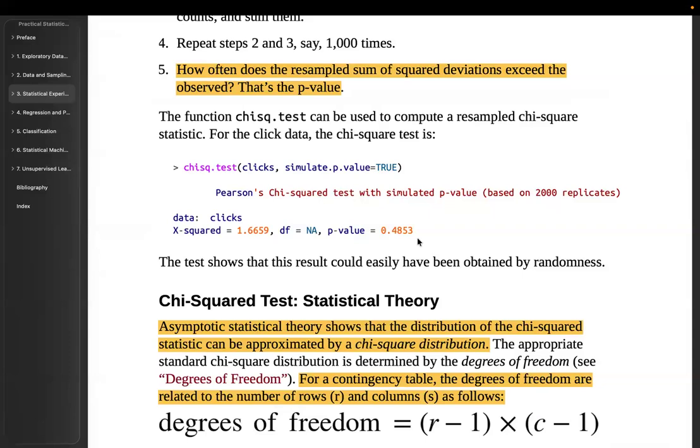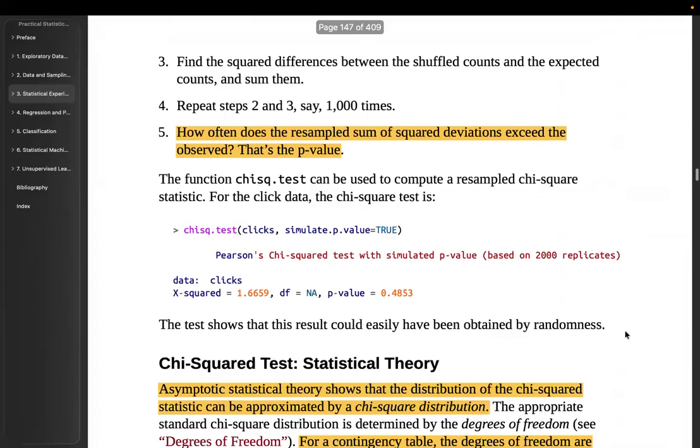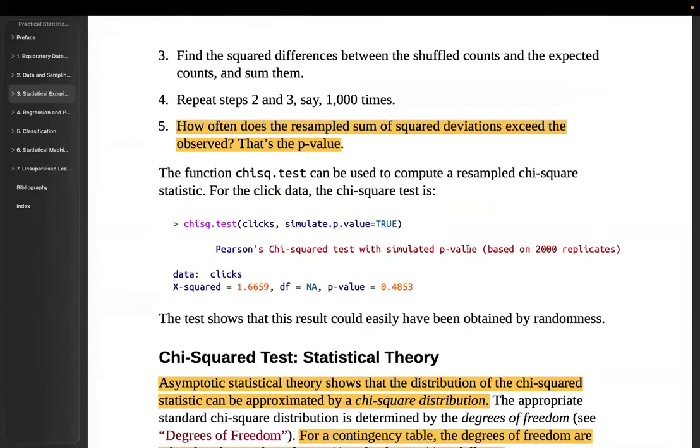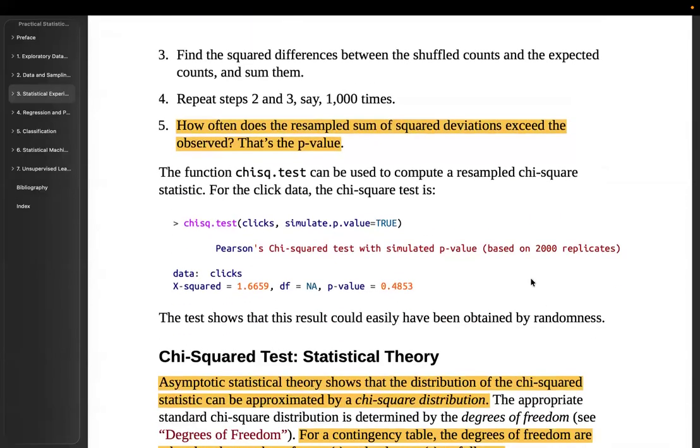So now we see the way we can compute chi-squared manually, step by step, so that we really understand what's going on. And we saw how we can compute the same thing with just one line of code in R, and we have interpreted the result. We got the same number as computed by our manual method. The p-value came from these steps 1, 2, 3, 4, based on 2000 replicates.